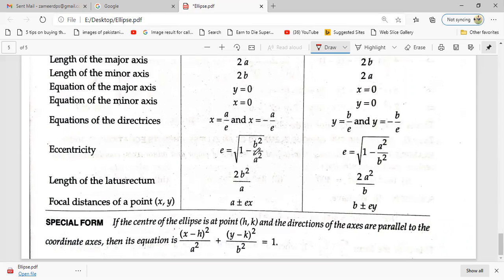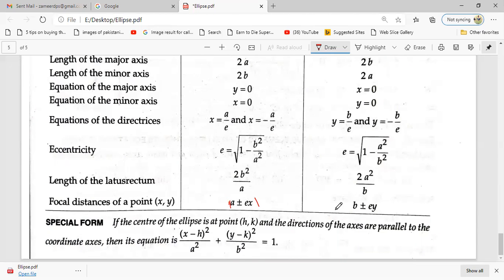Eccentricity is this one. That relation you can remember by this way or that way. e is equal to under root 1 minus b square upon a square, length of latus rectum 2b square upon a. Focal distance of a point: any point which is at some distance from the focus. So if you know a, e and the x coordinate, then you can find this one.